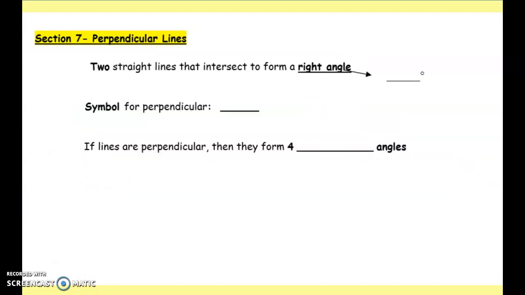Okay, last but not least, we looked at perpendicular lines. They're two straight lines that form a right angle or 90 degrees. Here is our symbol for perpendicular. And if lines are perpendicular, then they form four right angles. So it looks like this, guys. All four angles would be right angles.